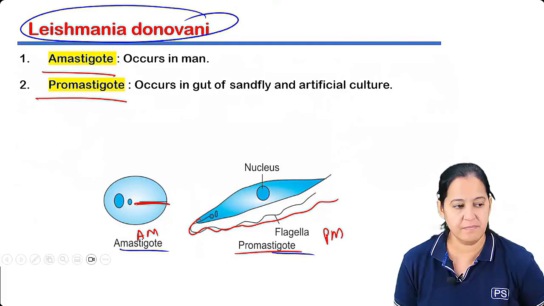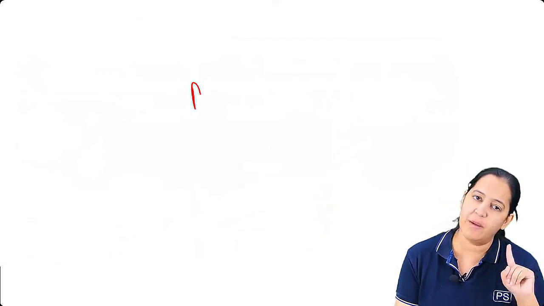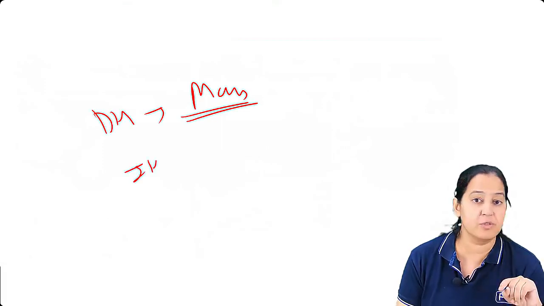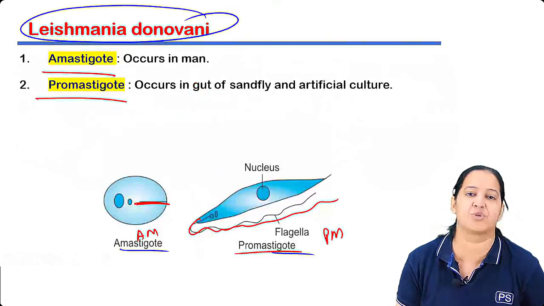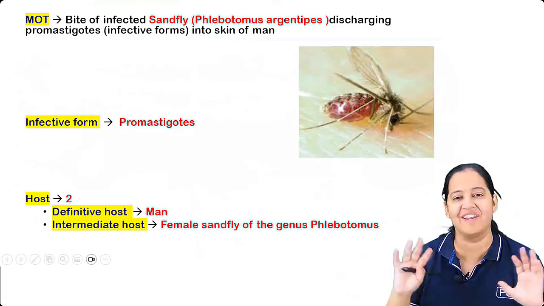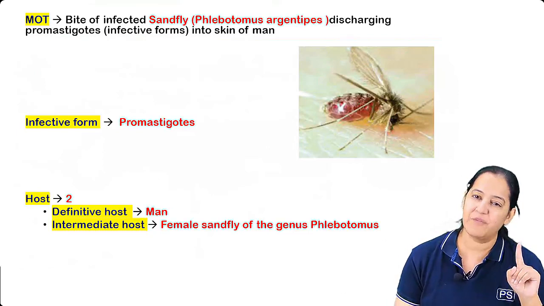ठीक है? Till now मैंने जितने भी parasites पढ़ाए आपको अभी तक, in all of them only one host was there. There was the definitive host. Till now there was no intermediate host. Now first time the intermediate host will come. Let me explain. So instead of showing you here, let me draw the life cycle in a human. ठीक है? Here the mode of transmission is very unique.